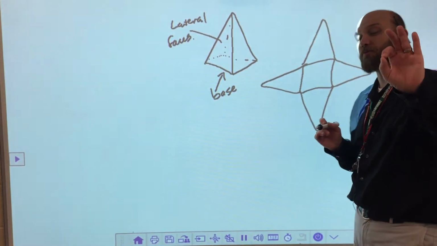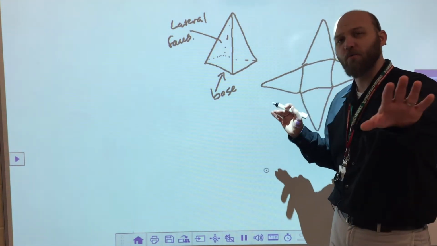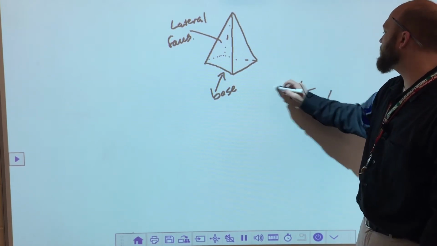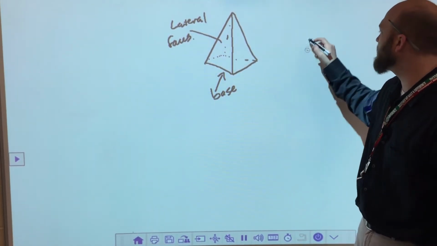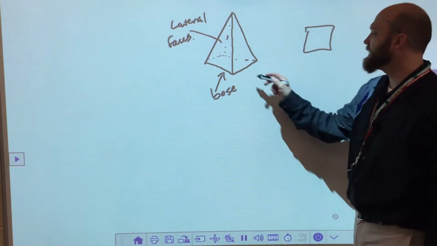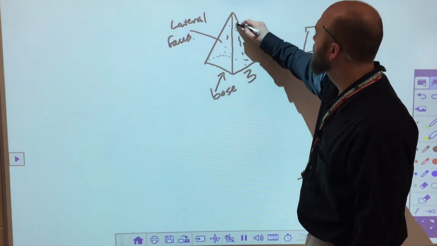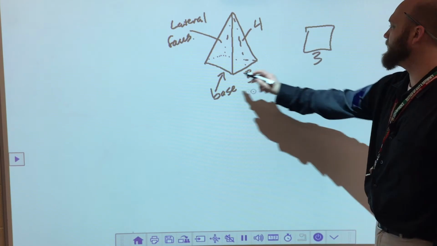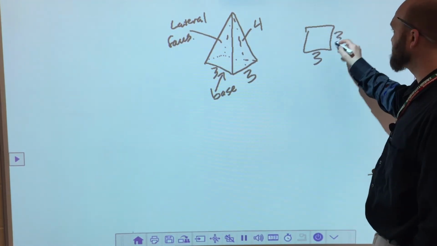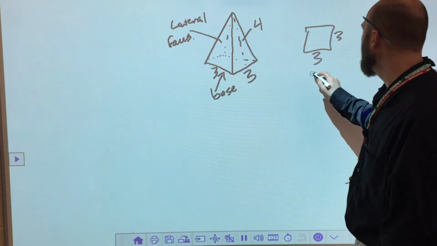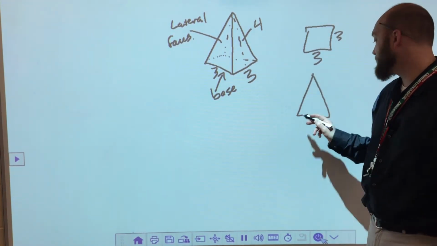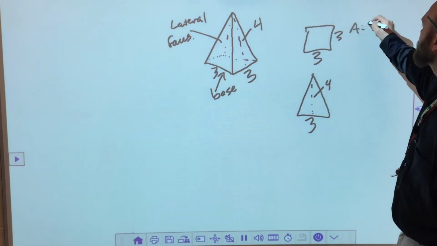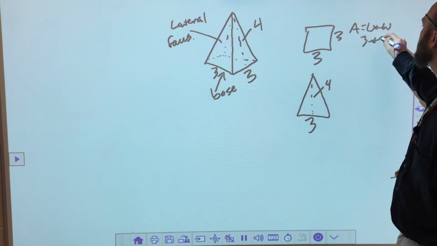What I like to do, which is a little bit shorter, and this is something that you prefer, by all means do it. But I like to simplify my life a little bit. So I'm going to show you a little shortcut that I use. What I do is I look at the base and I said, okay, there's the base. And let's say our base is maybe 3 by 4. Okay? So I know that my base is 3, and it's a square, so that's also 3. The other shape that I have is a triangle. And my triangle has a base of 3 and a height of 4. So area equals length times width, or base times height, 3 times 3, or 9.